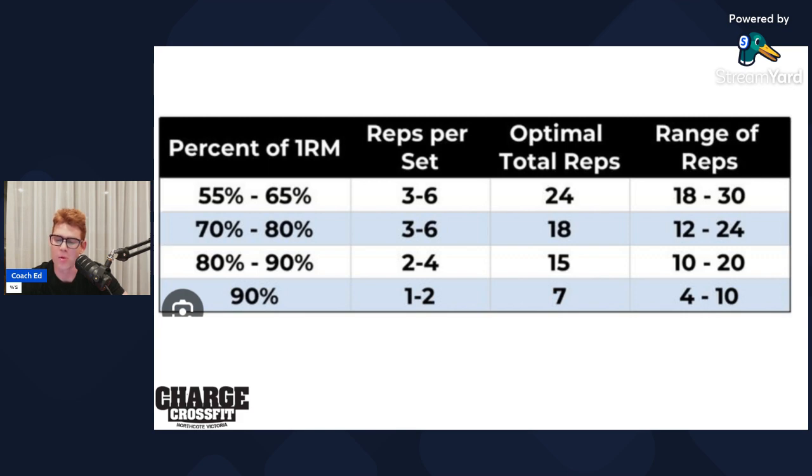That's an optimal total of reps. And then the range of the reps, somewhere between 10 to 20 for the whole session. So, for example, if we're squatting 85% here, this table is suggesting you could do sets of 2 to 4, and we'd ideally get 15 reps in. So let's say we do threes, you do 5 sets of 3 for your 15 reps. That's optimal. That's what this table is suggesting.